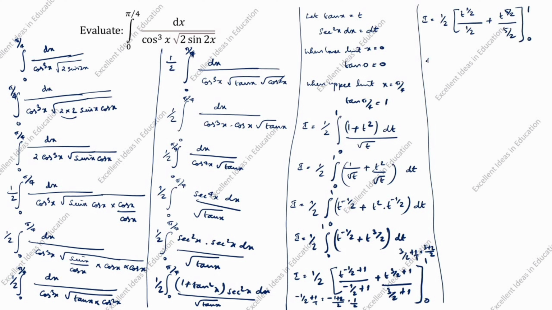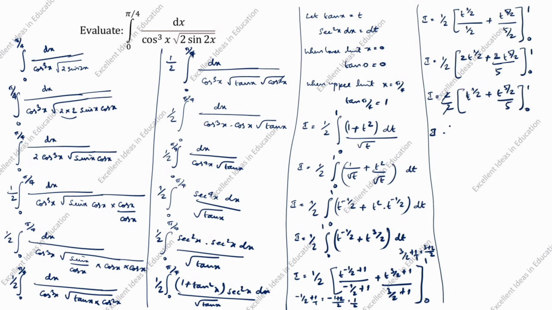Next, I is equal to 1 by 2. Open the bracket. 1 by 2, this 2 goes up. So 2t power 1 by 2 plus this 2 goes up, 5 comes down. So 2 by 5, here is t power 5 by 2, close the bracket, 0 to 1. You see here 2 is common, take it outside. I is equal to 2 by 2, open the bracket, t power 1 by 2 plus t power 5 by 2 divided by 5, 0 to 1.